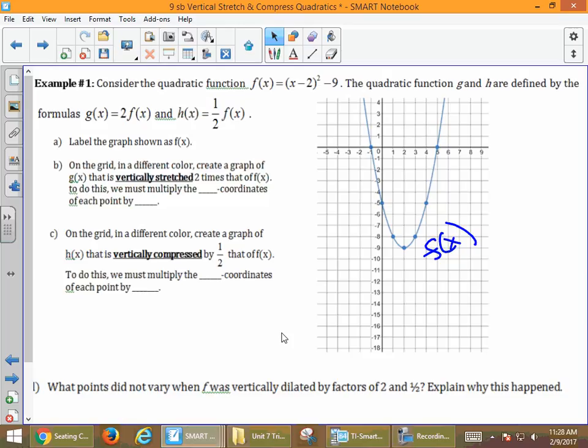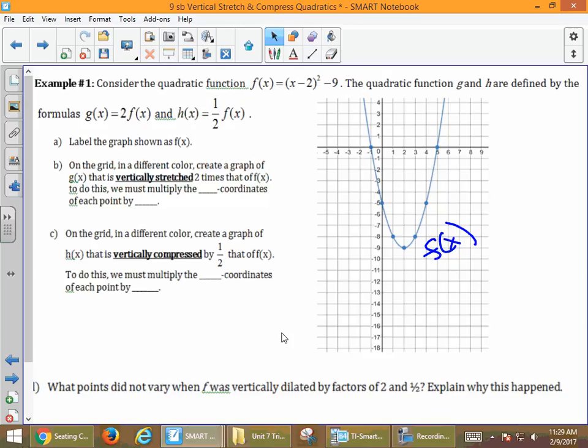And so we labeled f of x, and now on the grid with a different color, you should have a color pencil on your desk. If you don't, we have more up here if you need one. And so in a different color, we're going to vertically stretch our original function of f of x. And so we're going to make it 2 times that of f of x.